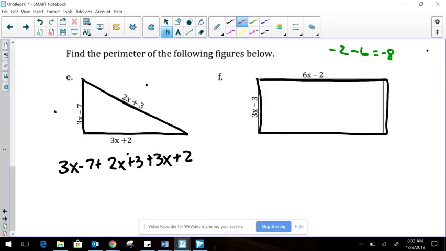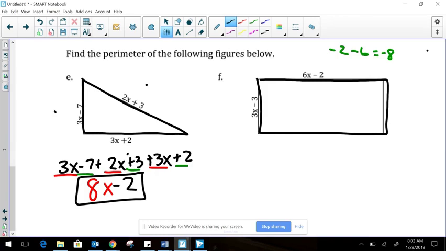Okay, so I have my x's, 3x, 2x, 3x. So 3 plus 2 is 5, plus 3 is 8x. All right, and then I have -7 plus 3. All right, that's -4. And then plus 2 would be -2. Okay, so that's my perimeter. I know that seems weird because there's x's in it, but right now we're just talking about the perimeter in terms of this binomial, the x's and numbers.